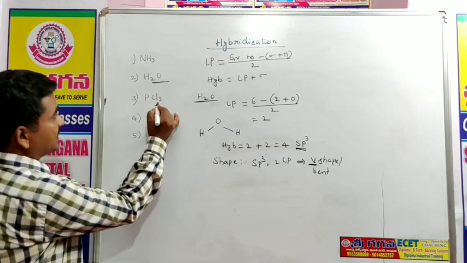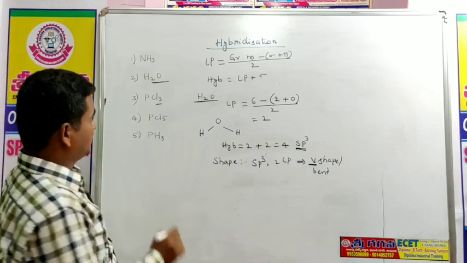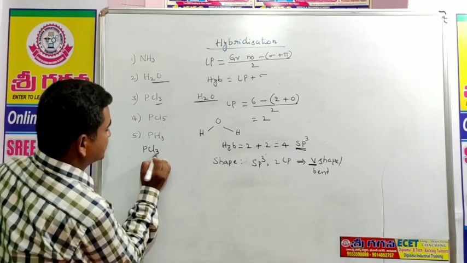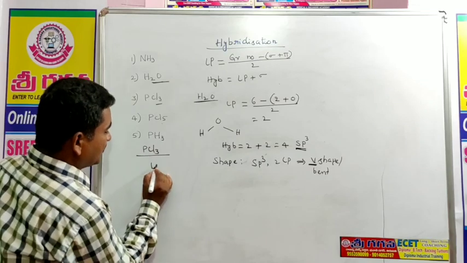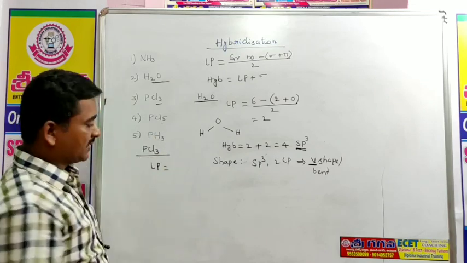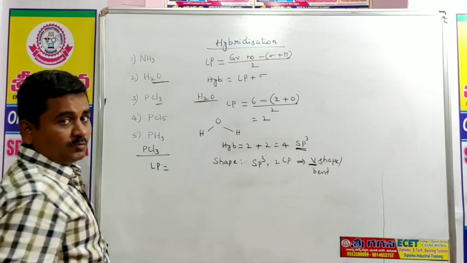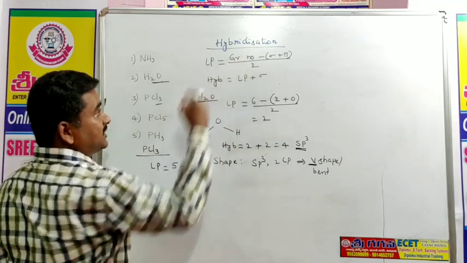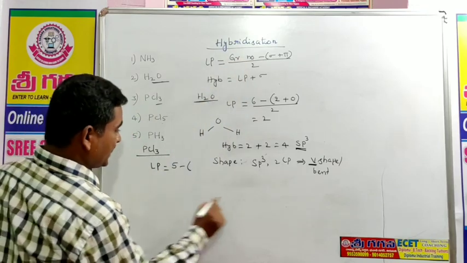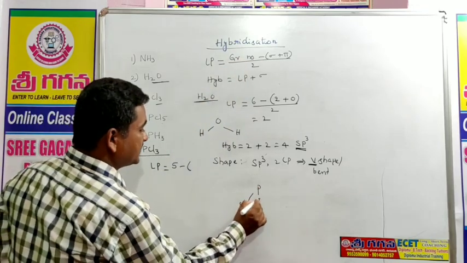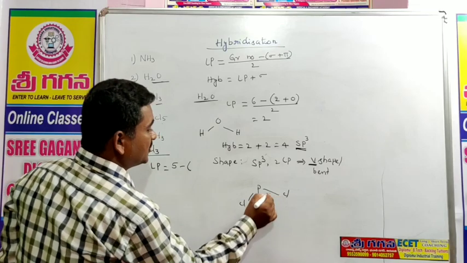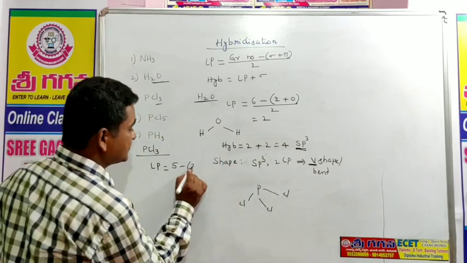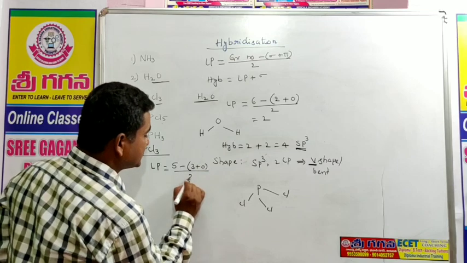Now we find hybridization for the PCl3 molecule. Now we calculate lone pairs of electrons from this formula. Group number of phosphorus is 5, minus sigma bonds. To find sigma bonds and pi bonds, we draw a rough diagram of PCl3. So we have 3 sigma bonds and no pi bonds.